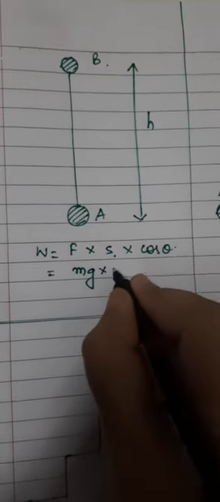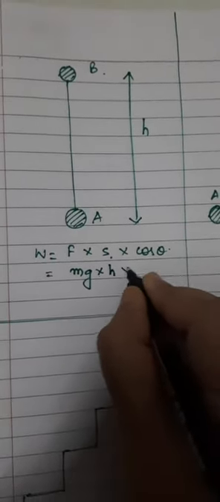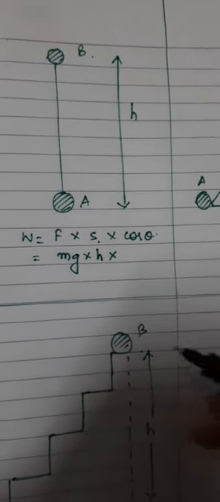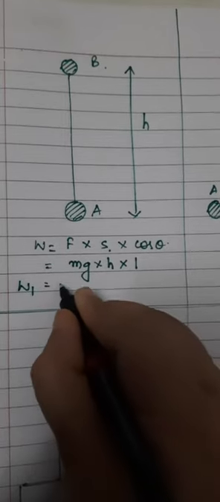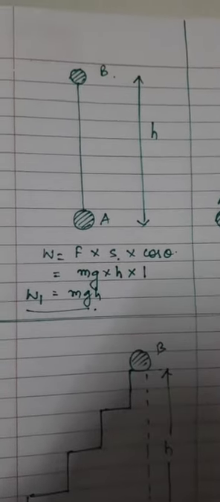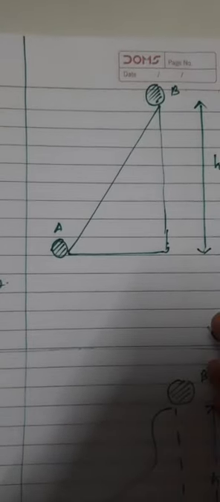So we are taking mg. Now what is the displacement? Displacement is h. Now what is the cos theta? The angle between the displacement and the force is 0, so cos 0 will be 1. So what is the work done in the first case? I am getting mgh. This was very simple. I guess we already did this in our 9th class. Now let us focus on this point.